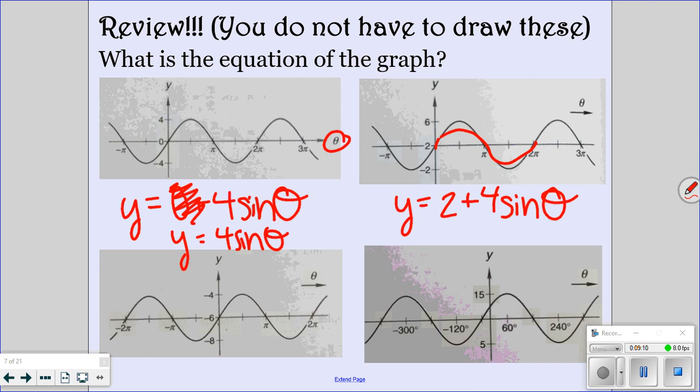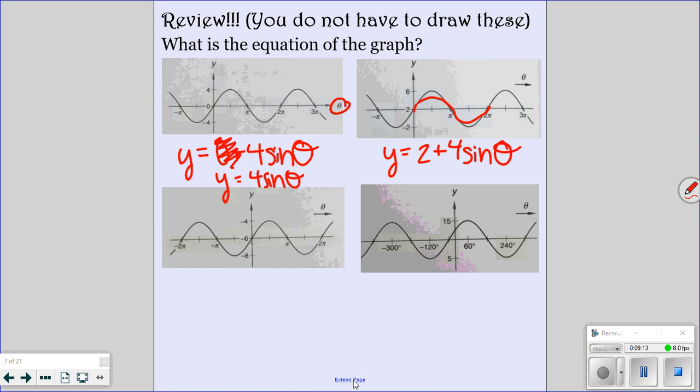For this next one, the center line, sometimes it's hard to tell if that's a -6 or a +6, but if you look, it's in between -8 and -4. So y equals -6. And then from -6 to -4 is 2, so we went up 2 for our amplitude. It's again going through the origin, so that's a sine. And your period is again 2 pi, so you have a theta there, so that's your equation.